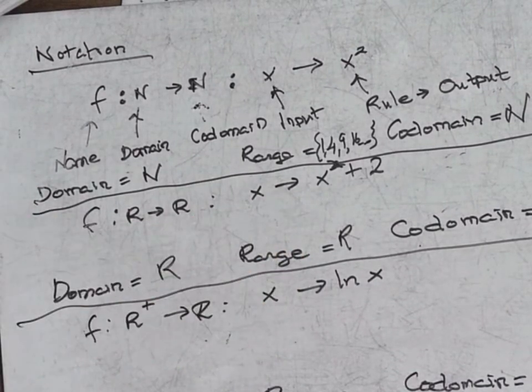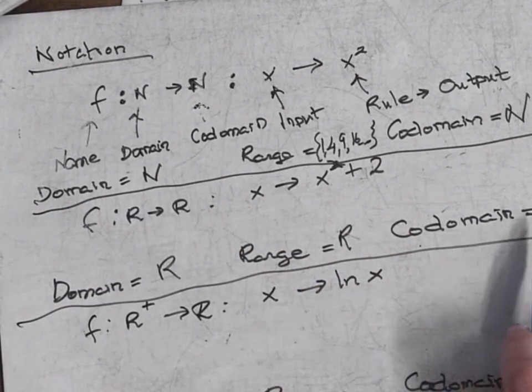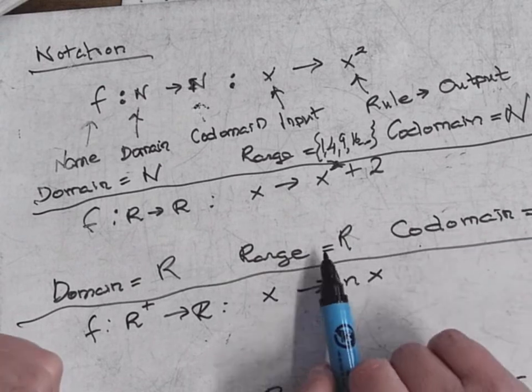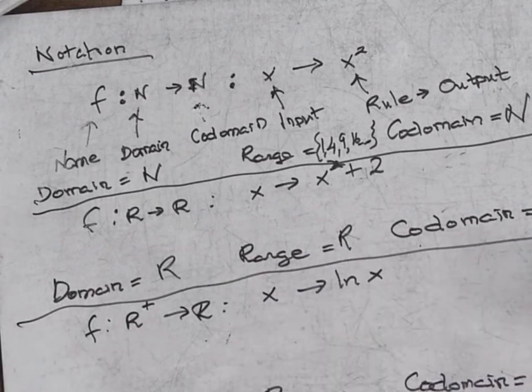Because I can put in 1.29743 and get out an answer. I can put in minus 3.47194 and get out an answer. So the range and the codomain are actually the same here, because any real number is possible.